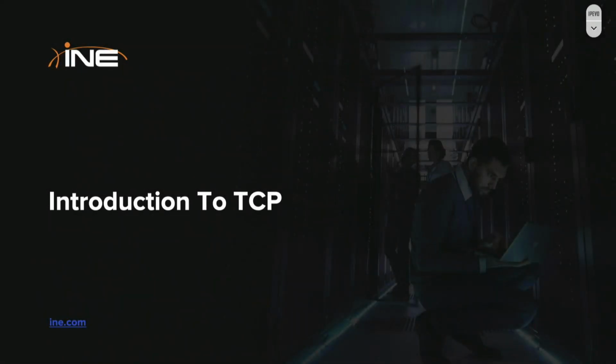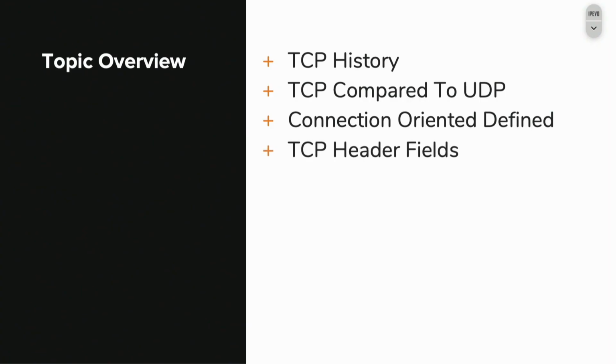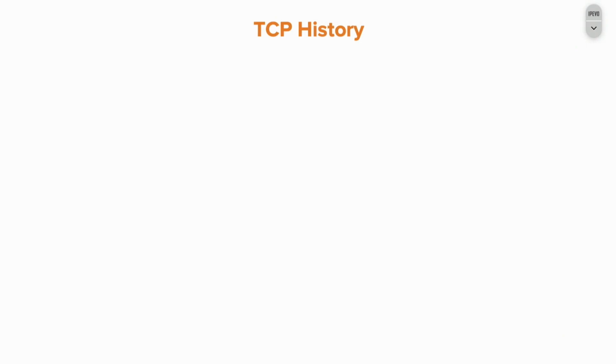Hello and welcome to this video titled An Introduction to TCP. In this video I'm going to go over a brief history of how TCP came to be. We're going to do a comparison of TCP to UDP. I'm going to define the term connection-oriented. And we're going to look at the various header fields that TCP applies when it creates a TCP segment. So let's start with the history of TCP.